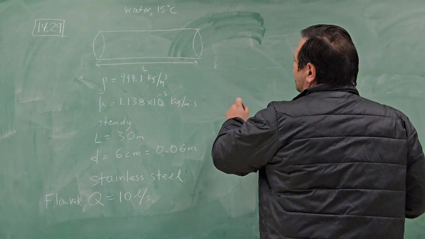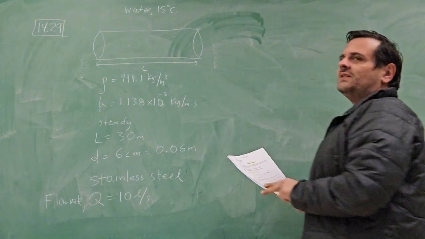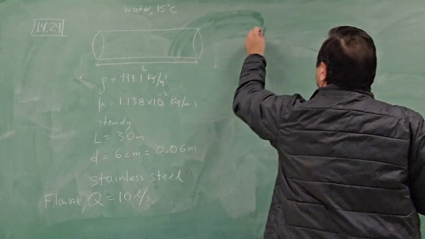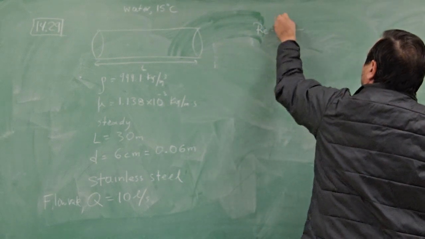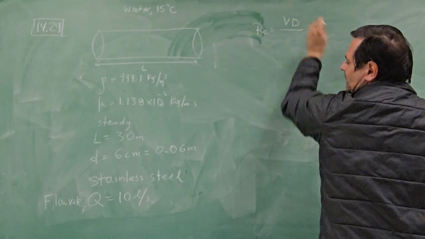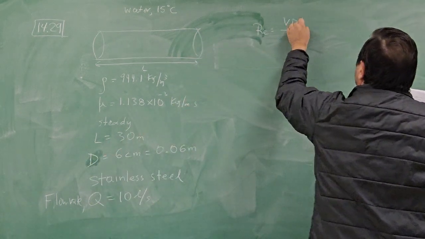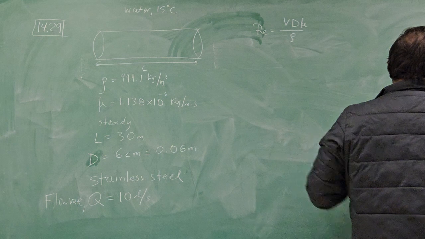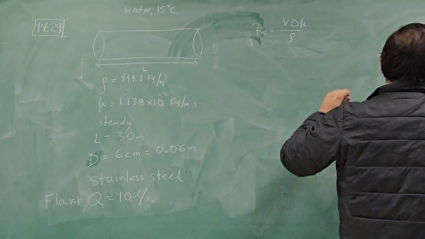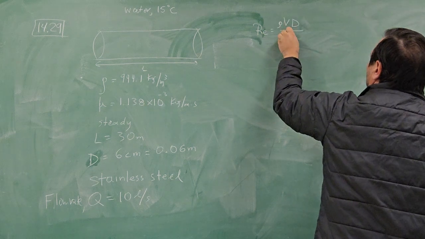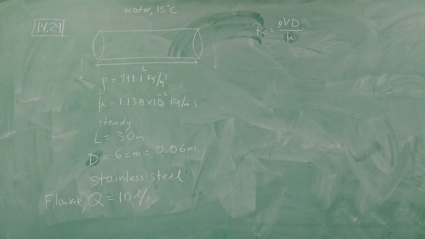So, number one thing that I will do is calculate the Reynolds number to know what kind of flow I have here. The formula for the Reynolds number is, I'll put capital D to be consistent with the textbook, rho V D over mu. I used to use the other formulas, that's my mistake. Rho V D divided by mu. And V is the velocity in the pipe.